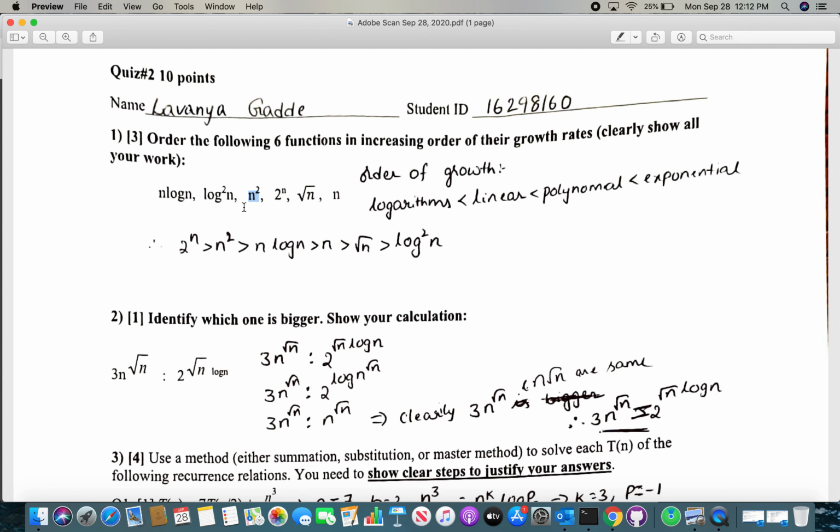After that, the remaining are n log n, log square n, root n and n. Obviously log square n is smallest among all of these. After that, we need to decide which is smaller, n log n or root n. Clearly we can say that n log n is bigger, and after that n is bigger, and after that root n is bigger. So this is the increasing order of their growth, that is 2 power n greater than n square greater than n log n greater than n greater than root n greater than log square n.